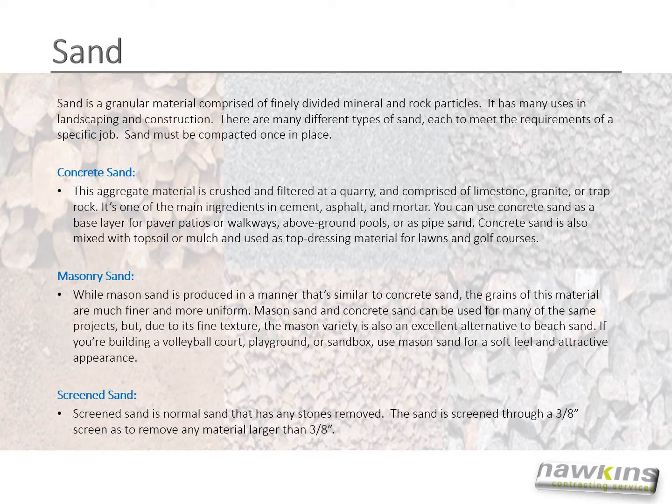Concrete sand is also mixed with topsoil or mulch and used as top dressing material for lawns and golf courses. Masonry sand. While mason sand is produced in a manner that's similar to concrete sand, the grains of this material are much finer and more uniform.